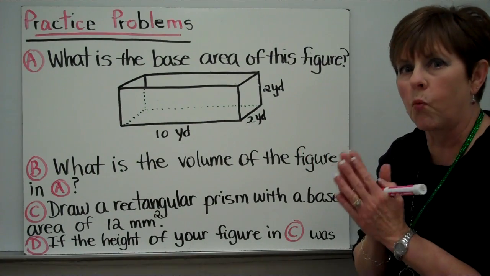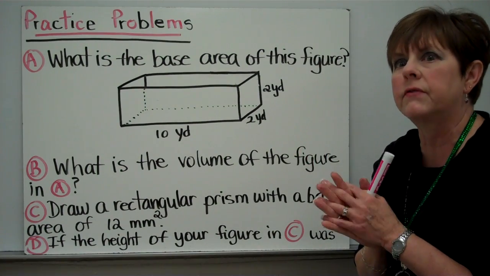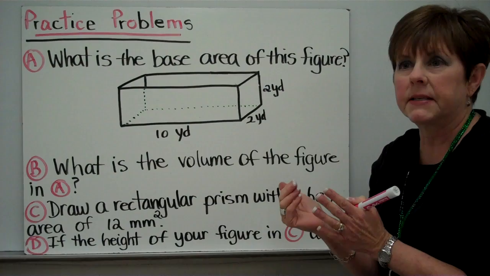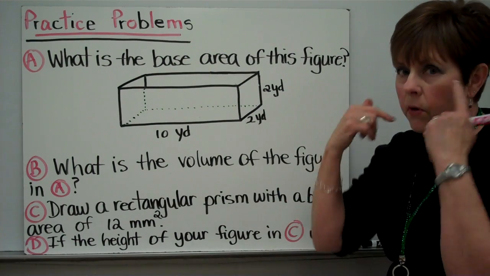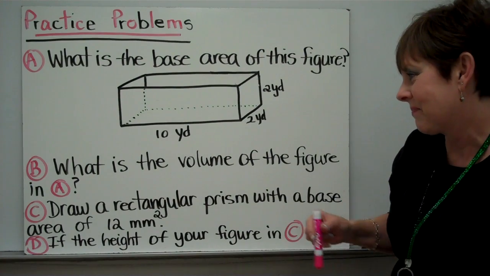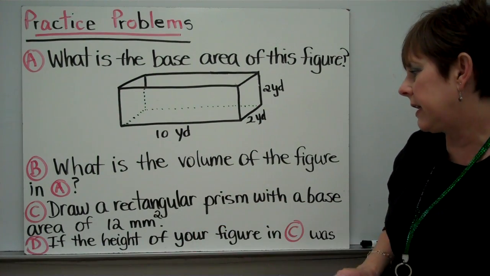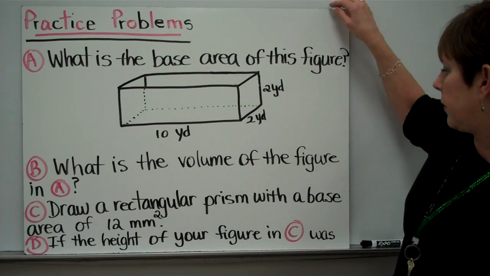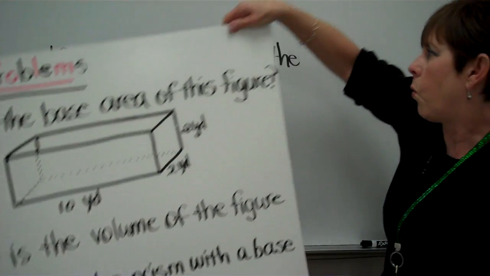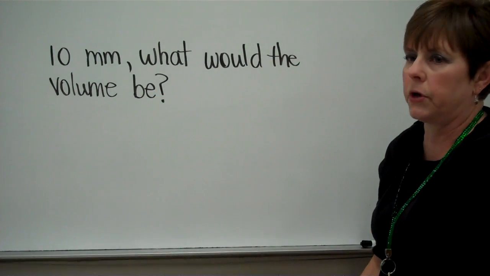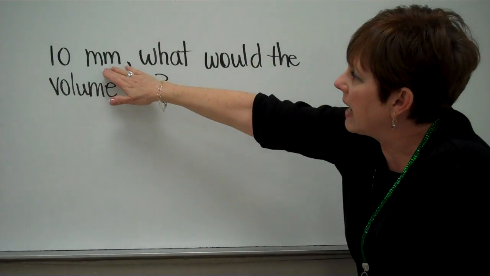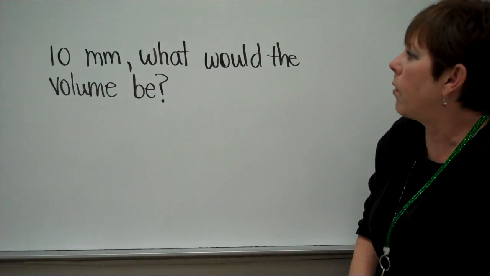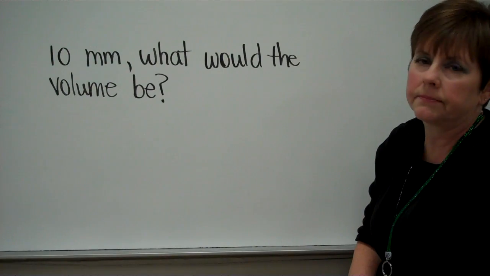Remember that there's several ways to get an area of 12. It could be 6 times 2. It could be 12 times 1. It could be 3 times 4. You think of what it could be. And then letter D, if the height of your figure in C was 10 millimeters, you know what your base area is. If the height was 10 millimeters, what would your overall volume be?